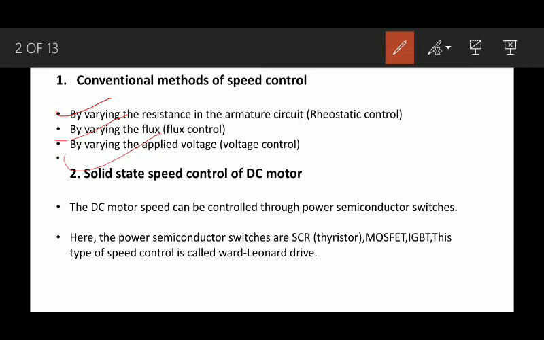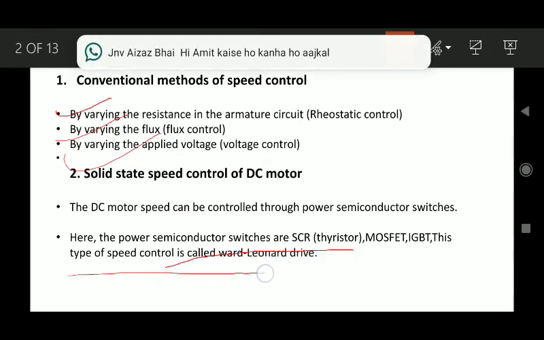In the modern method, power electronics devices are used to control the speed of any machine. Power electronics devices such as IGBT, SCR, and MOSFET are used nowadays to control the speed of any motor.